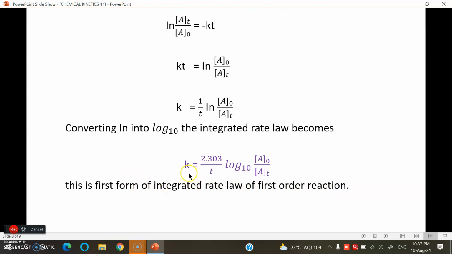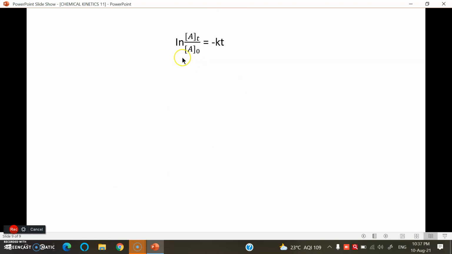I repeat, K, that is the rate constant for first order reaction, is equal to 2.303 divided by t log to the base 10 initial concentration of reactant divided by concentration remaining at time t, that is A naught divided by At. Let's take this equation again, that is ln concentration of At divided by A0 is equal to minus Kt.